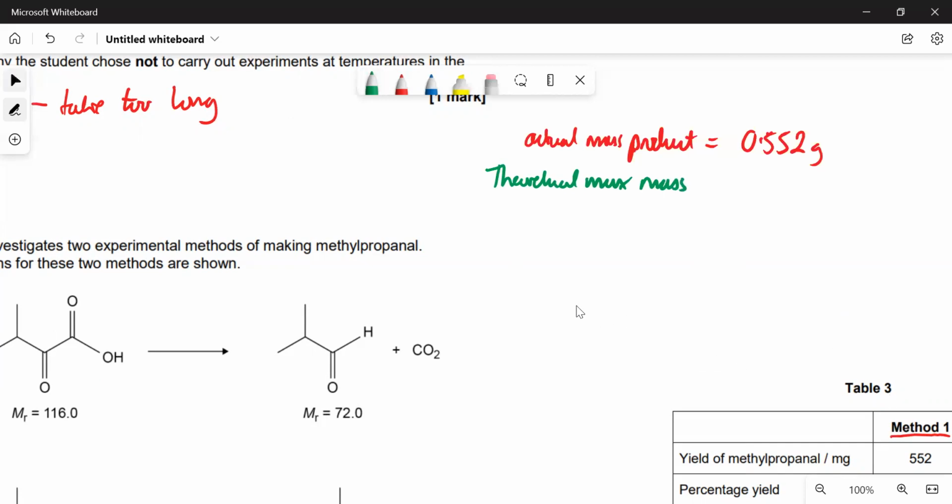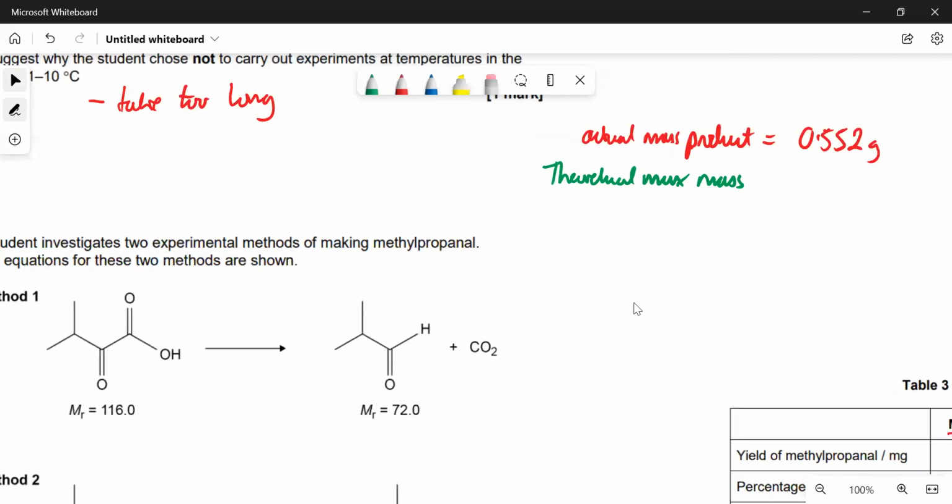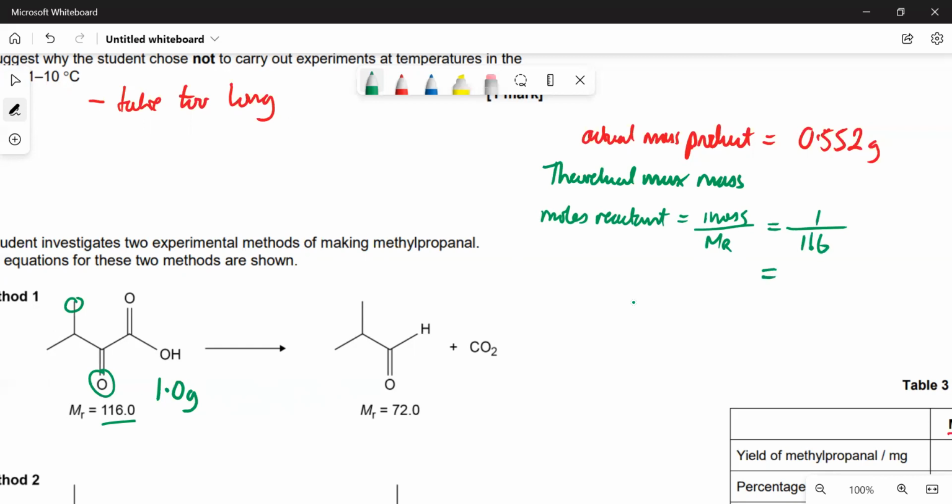It did tell us we started off with 1 gram of reactant. So we need to work out the moles of reactant. That is butanoic acid with a methyl group and a ketone group on it as well. So the moles of reactant is mass over MR. We're starting off with 1 gram, and the MR is 116. That gives us 8.62 times 10 to the minus 3 moles.